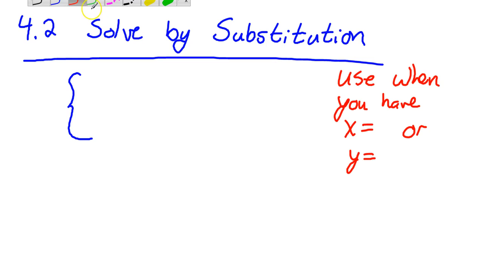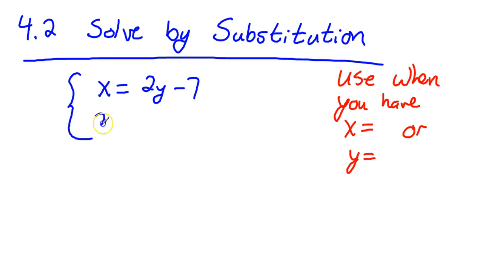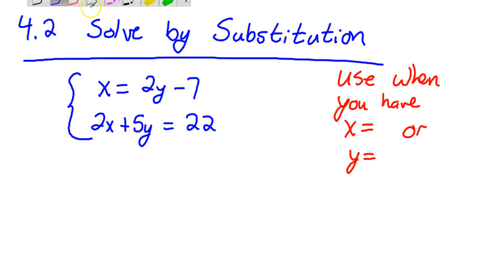Okay, so for the very first one here, we've got x is equal to 2y minus 7. And then 2x plus 5y equals 22. And just so we can keep them straight as to which one we're talking about, we'll put E1 and E2 at the end, because that way we'll know we're talking about equation 1 or equation 2.